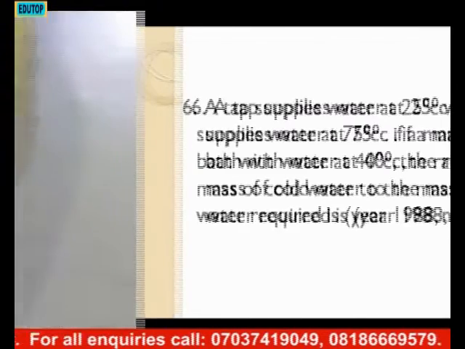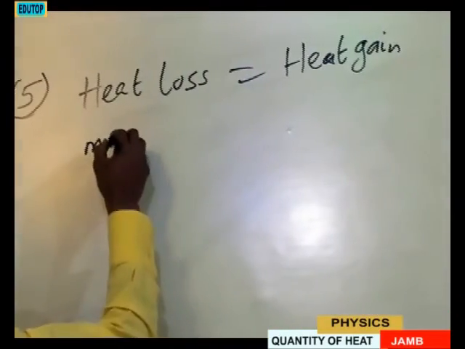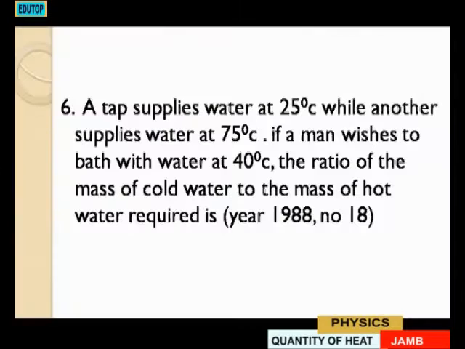Heat loss is equal to heat gain. We are going to have MC theta, but let's look at the question. A tap supplies water at 25 degrees Celsius, another supplies water at 75 degrees Celsius. The one at 75 has a higher temperature than that of 25, which is of lower temperature. So, if a man wishes to bath with water at 40 degrees Celsius, what will happen?